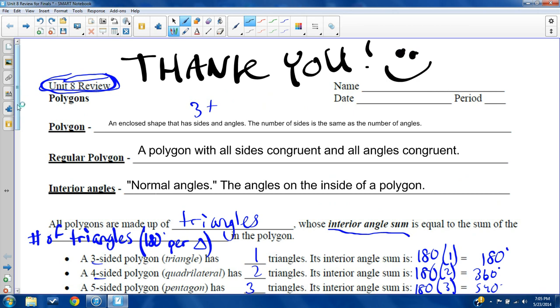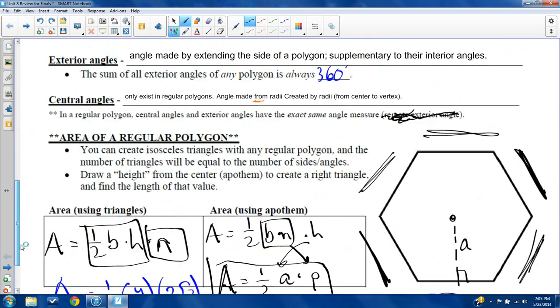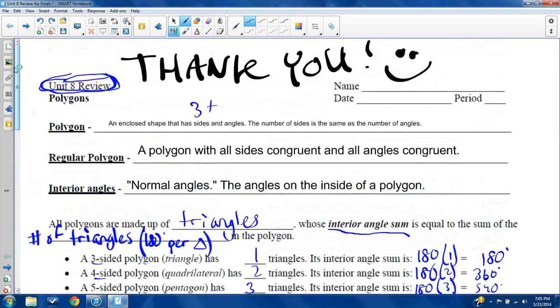I know that there were a lot of things that I didn't cover, like the circle stuff. But I'm saving that for the circle unit 10. Okay, enjoy.